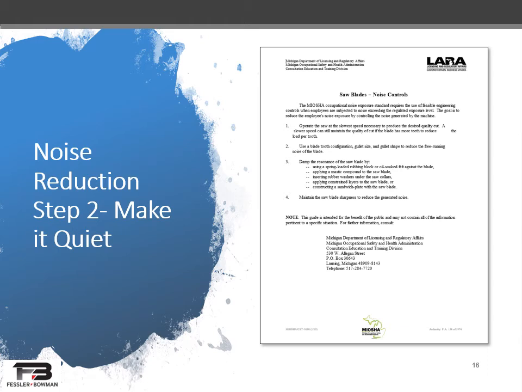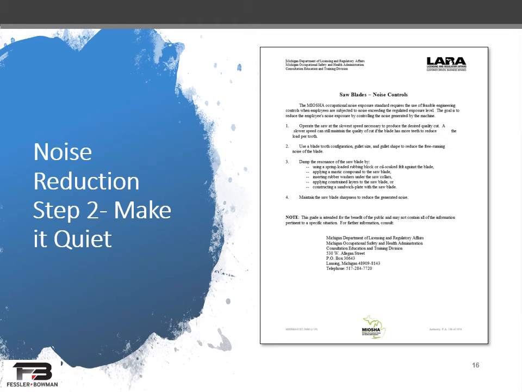Noise reduction step 2. Make it quiet. When buying new, quieter equipment isn't an option, you may need to look at ways that you can reduce the level of noise that a particular piece of equipment generates. These types of engineering controls might include the adding of mufflers, enclosing the piece of equipment, or modifying the piece of equipment to reduce vibration or to dampen the noise that its moving parts make.